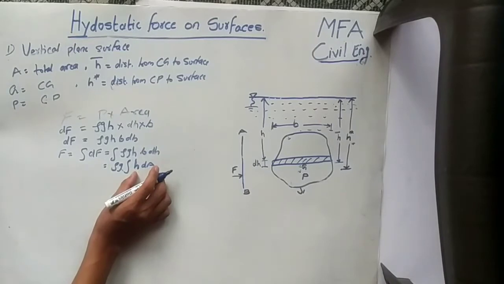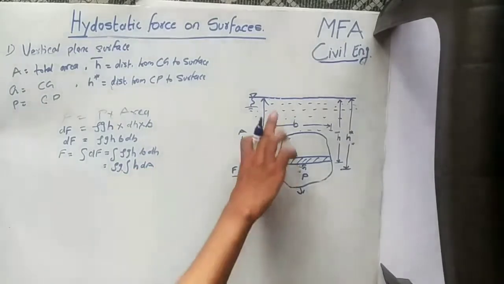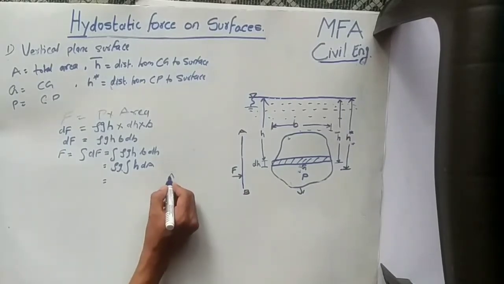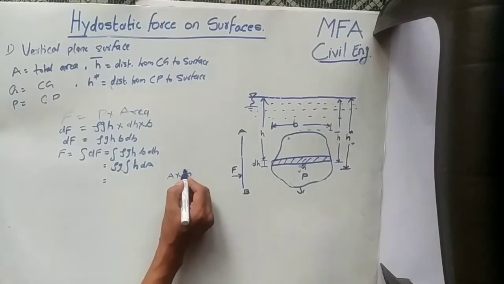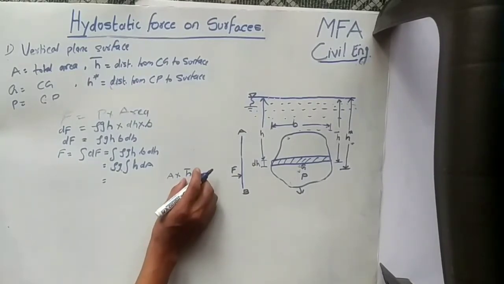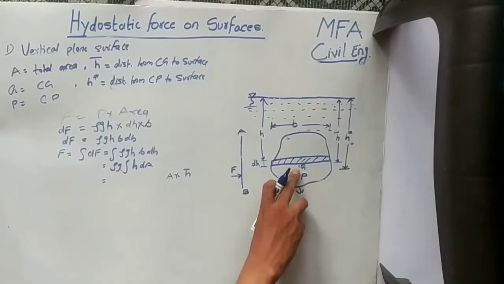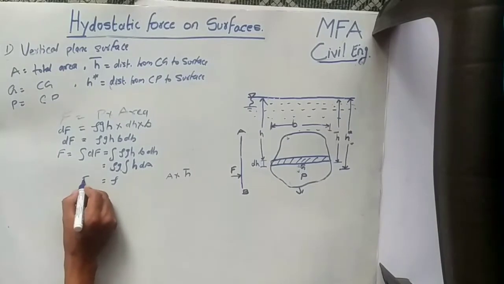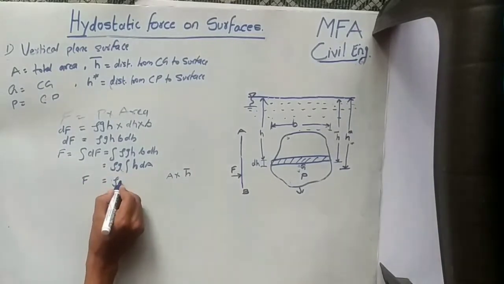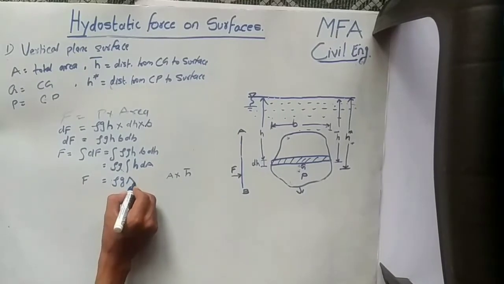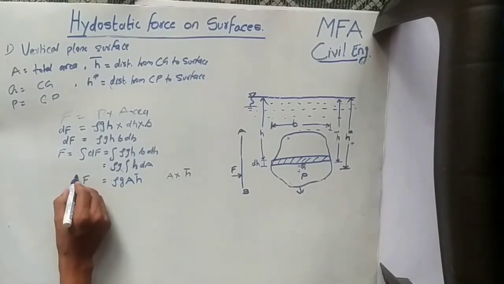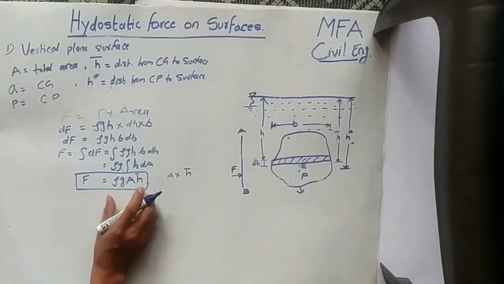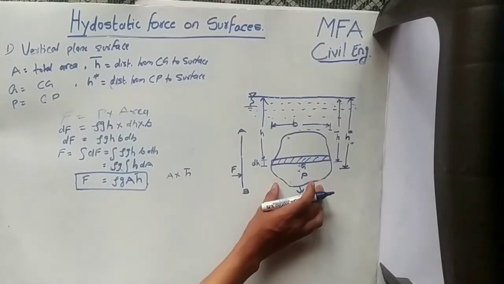Now this value is the moment of the surface area about the free surface of the fluid, which is equal to the area of the surface multiplied by h bar, the distance between the center of gravity and the free surface of the fluid. Then the total force becomes density into acceleration due to gravity into total area into the distance from the center of gravity to the free surface. This is the expression for the total force acting on a vertical plane surface.